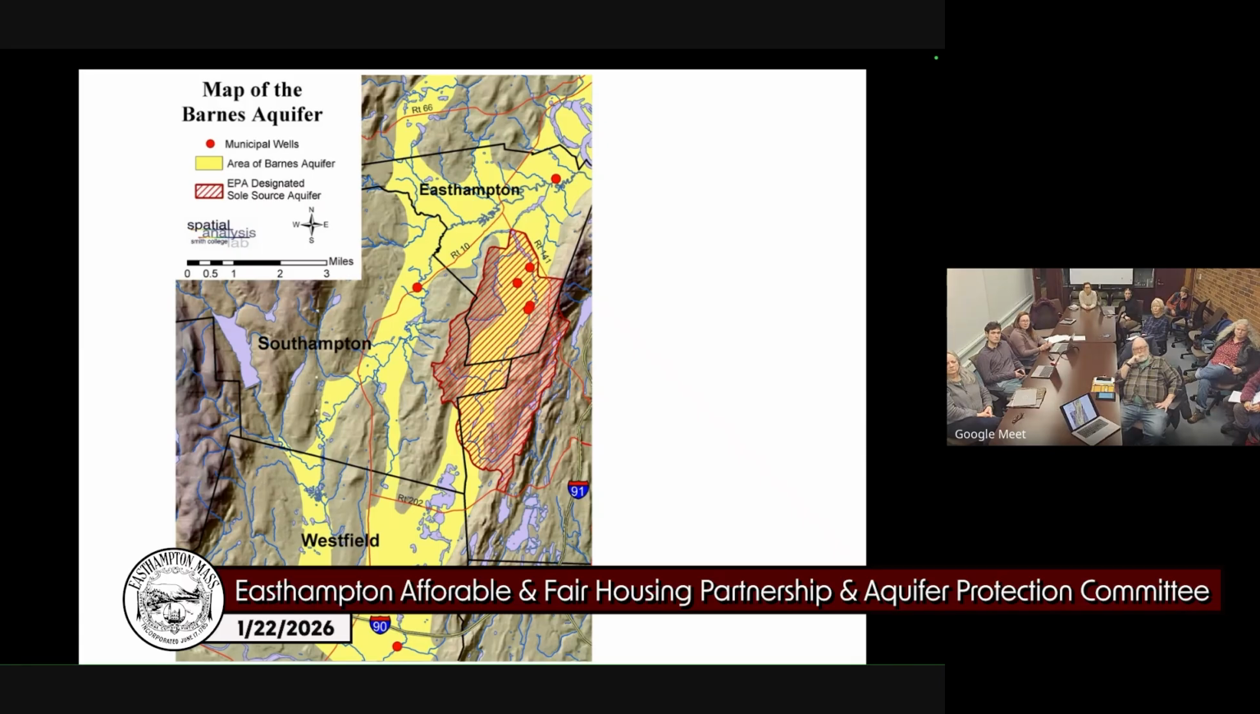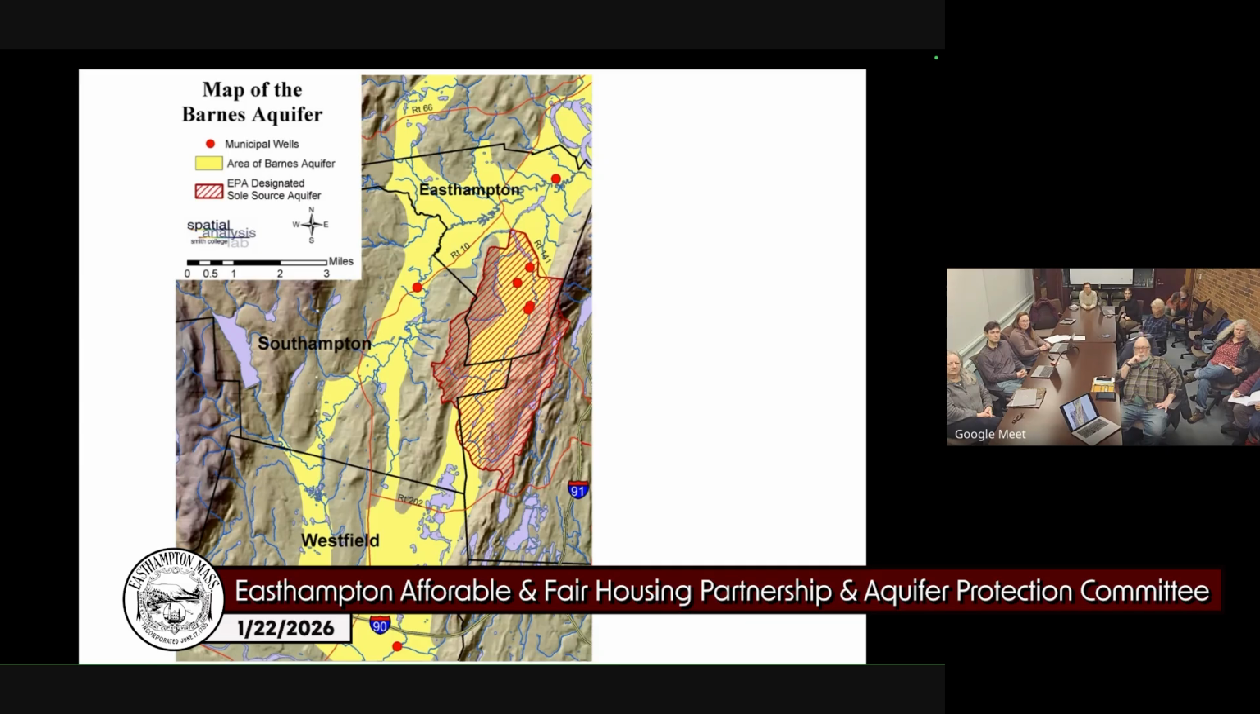The red hatched areas represent the EPA designated sole source aquifer. You might say, well, gosh, Bob, the aquifer is in yellow and this sole source area goes beyond the aquifer. That's because they designate the secondary recharge areas. Any water that falls here is going to run eventually into the aquifer, so that was included in this sole source designation.